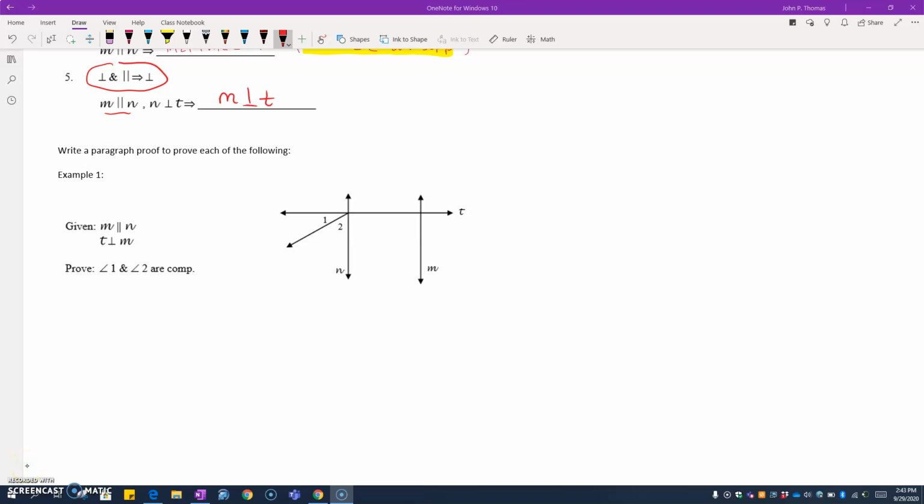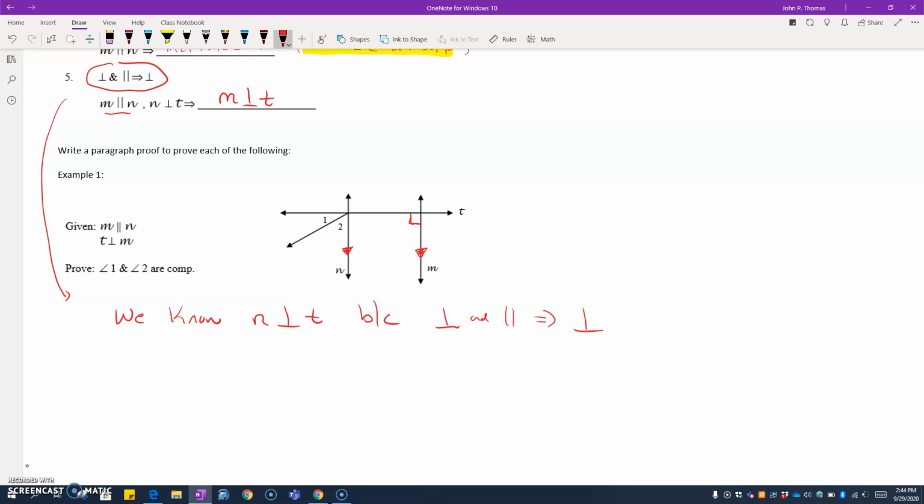All right, so now that you're back, we're going to take a look, and we're really going to look at the givens. So the givens are M is parallel to N, and T is perpendicular to M. So I'm going to mark up the diagram. I'm going to mark the two sides as parallel, and I'm going to mark the one perpendicular I know. Right? So the first thing that I can say based on that, using that last rule, number 5 up there, is we know N is perpendicular to T because, and we'll just use that shorthand, perpendicular and parallel implies perpendicular.